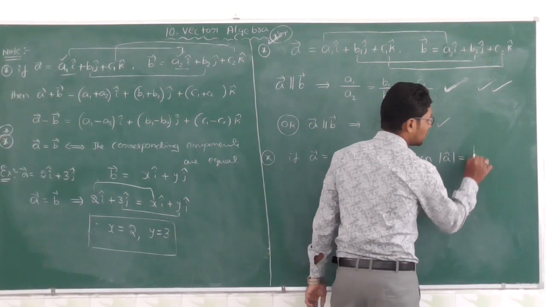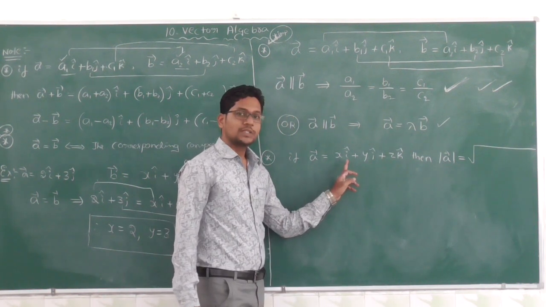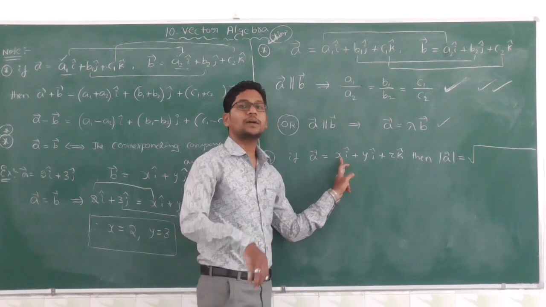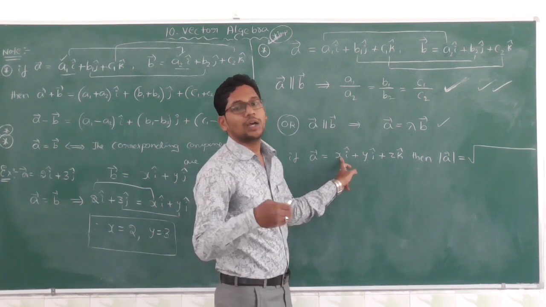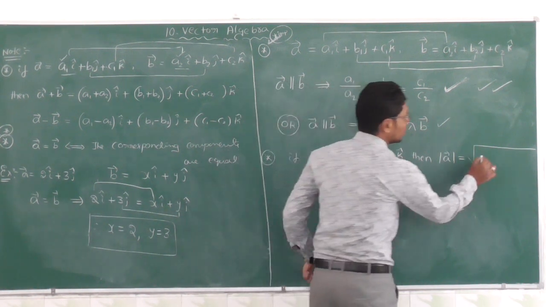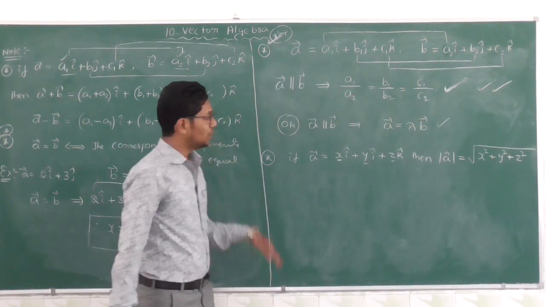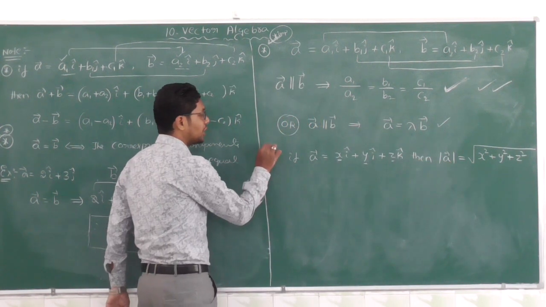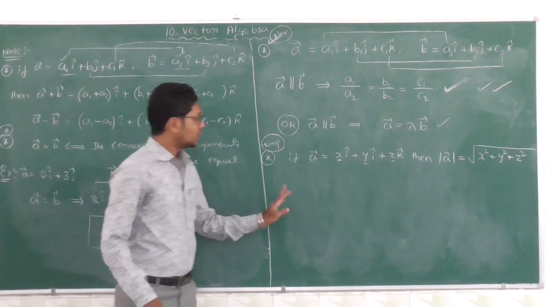So the magnitude of A vector is the square root of the sum of the squares of its components, or squares of its rectangular components: x square plus y square plus z square. It is the procedure to find the magnitude of a vector. So it is also an important thing. You just mark it as an important point. Okay. Next point.